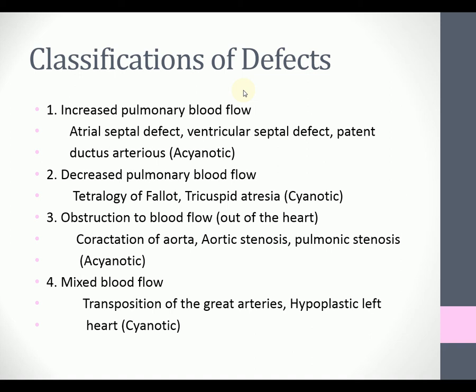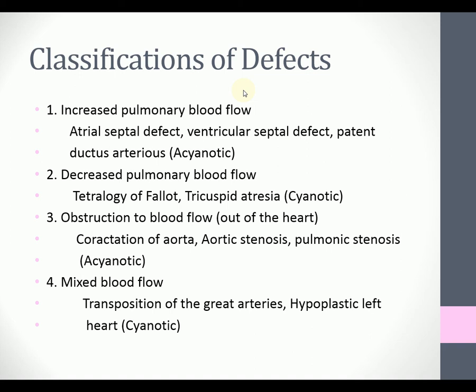The obstructed ones are where they don't get any flow and it causes the blood to back up into the lungs. Then you've got the cyanotic, where the pulmonary blood flow and mixed blood flow are considered in there. Tetralogy of Fallot, tricuspid atresia are one of those. They fall under the cyanotic. Of course, I didn't talk about the acyanotic one, so I can go back and do that for you. Coarctation of aorta, aortic stenosis, and pulmonic stenosis.